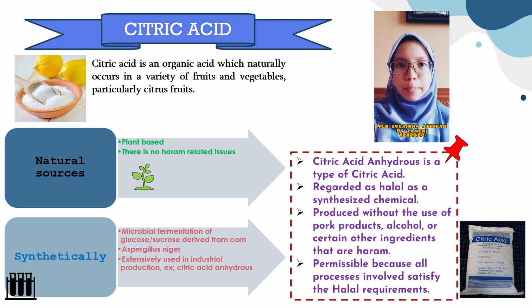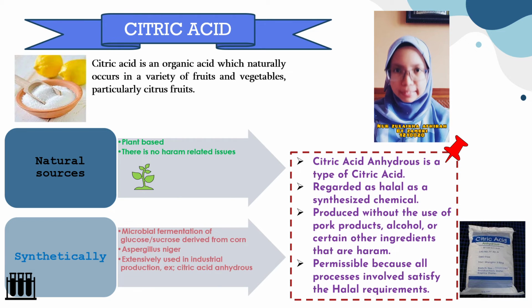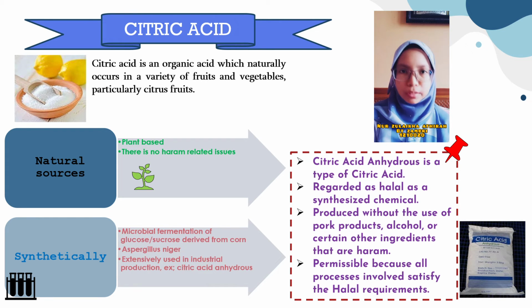Next, another example of halal and haram issues in the acidity regulators is citric acid. Citric acid is an organic acid which naturally occurs in a variety of fruits and vegetables, particularly citrus fruits. Citric acid is produced from natural sources. Since it is plant-based, there are no haram-related issues.